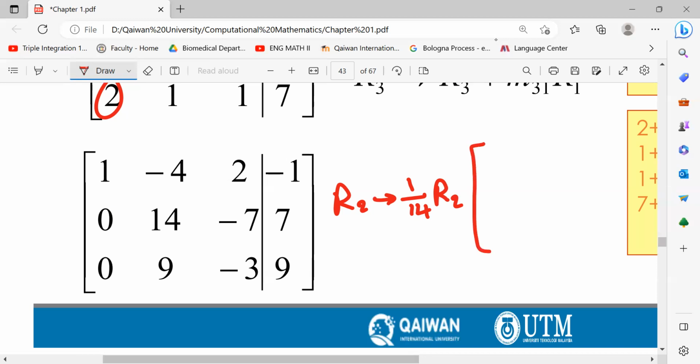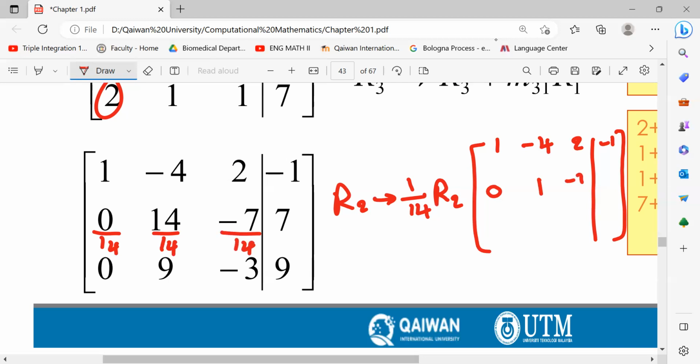Let's see what we get. We get 1, -4, 2, -1. Okay? And 0 dividing by 14 is still 0. And 14 dividing by 14 is 1. -7 dividing by 14 is -1/2. Then 7 dividing by 14 is 1/2. Okay? How about row 3? Still the same, because we just did some changes on row 2. 0, 9, -3, 9.